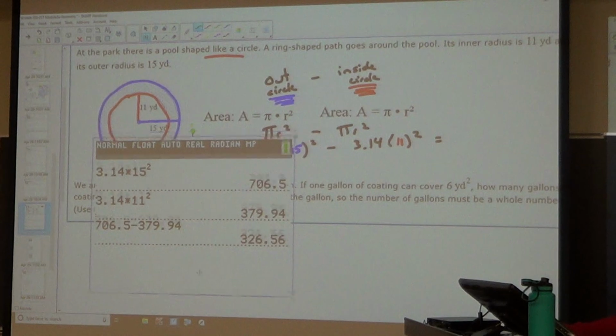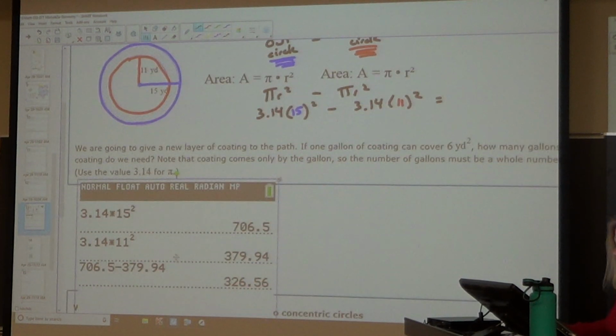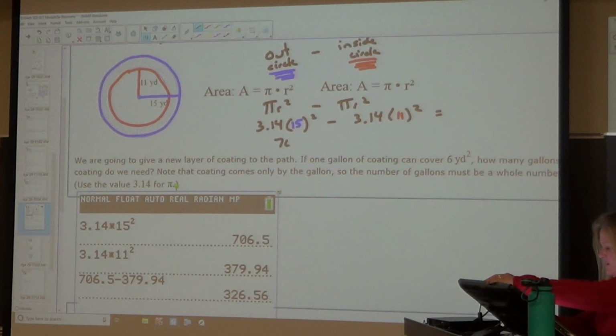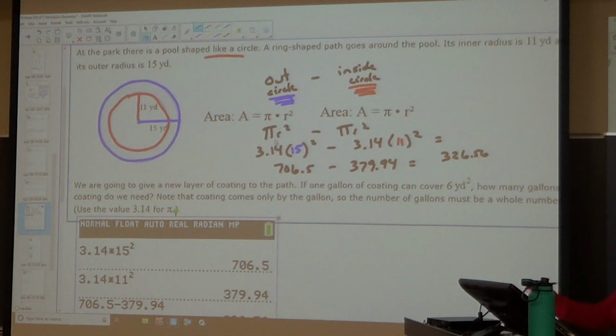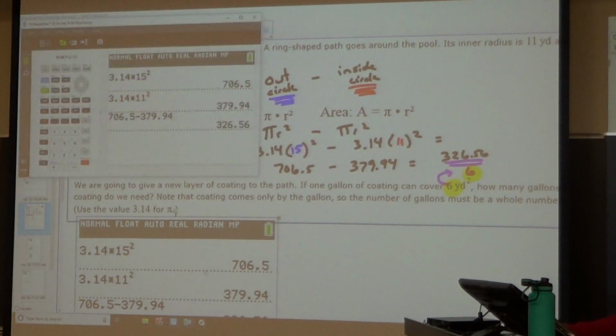Pull that down. So we have 706.5 minus 379.94 equals 326.56. Now, divide by what's in the paragraph. The number in the paragraph keeps changing in every problem, but you're going to divide by the number in the paragraph. I'm going to come over here and I'm going to divide by the number in the paragraph.